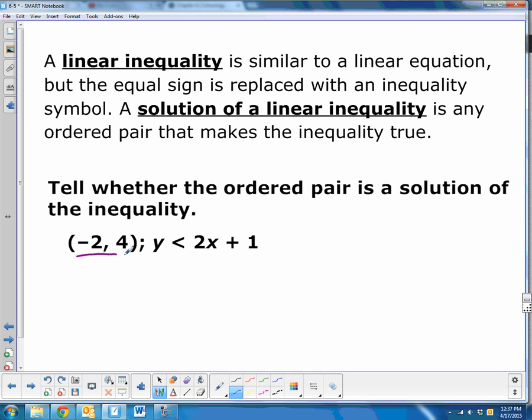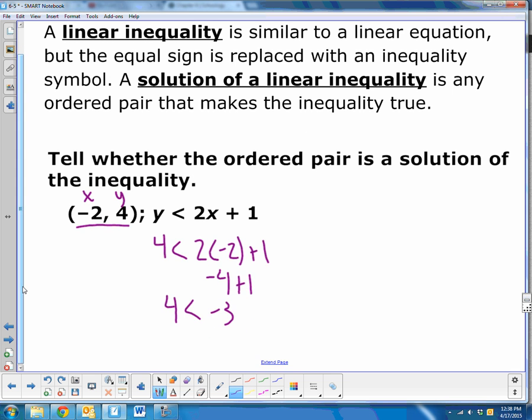They've given us one solution, and they're asking, is this actually a solution? Does it work or not? So we're going to substitute. We're going to test it. X is negative 2, y is 4. Let's see what happens. 2 times negative 2, negative 4, plus 1, negative 3. So the question ends up being, is 4 in fact less than negative 3? No, 4 is not less than negative 3. Not a solution. Okay, that's not so bad.